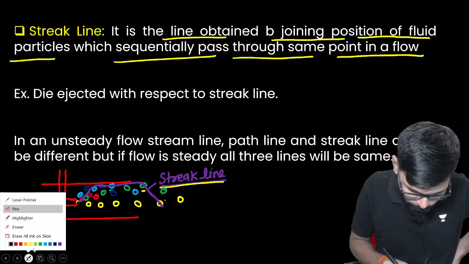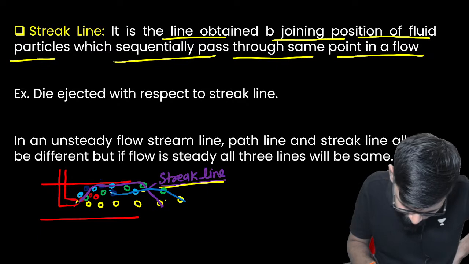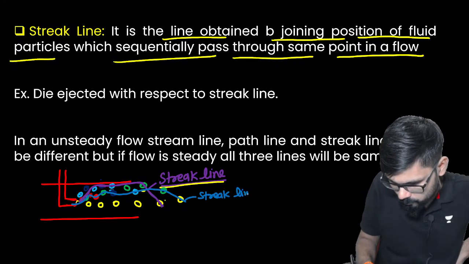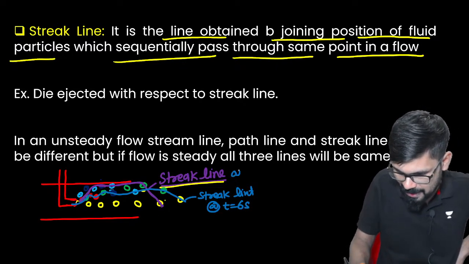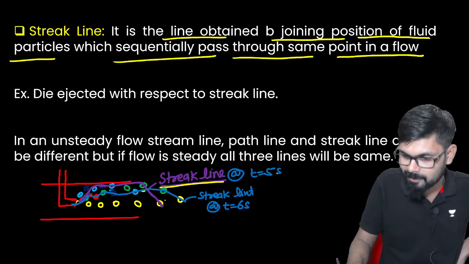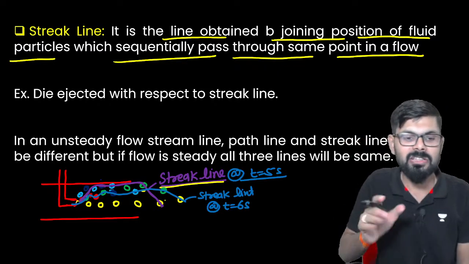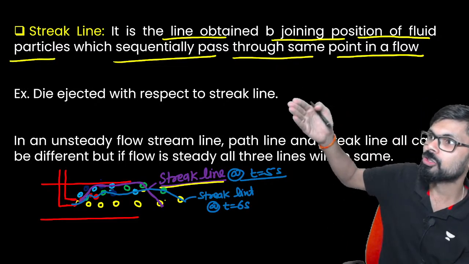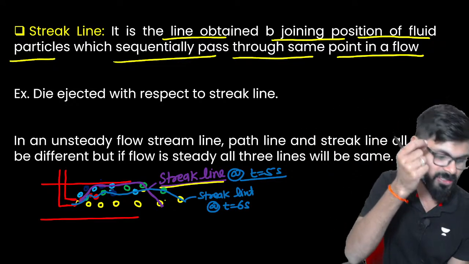Now you match the points. Then it will come something like this. Look, babu, look. This is the streak line at t equal to 6 seconds. This is a streak line at t equal to 5 seconds. Many people don't know this. That is an instantaneous line, right? It is also an instantaneous line. First thing. Second point is, it is going to match the final position of each molecule which actually passed from the same point.